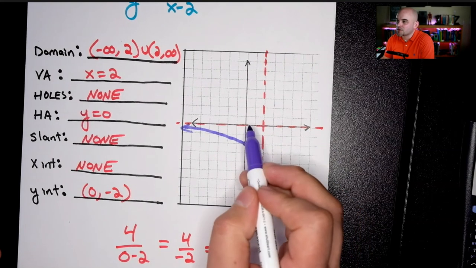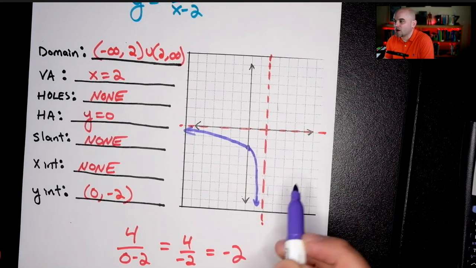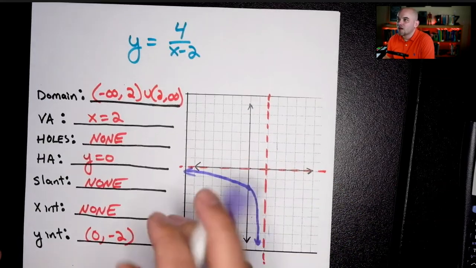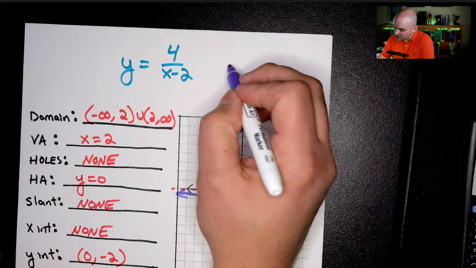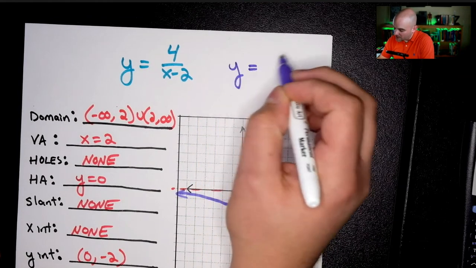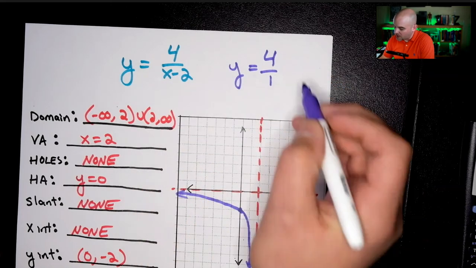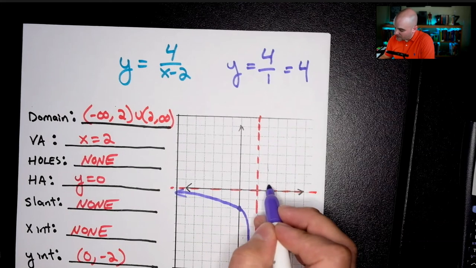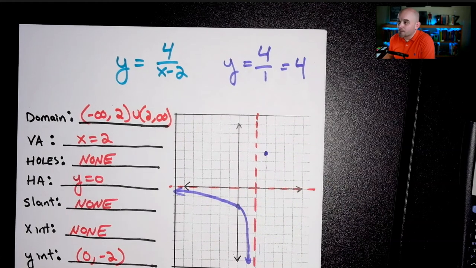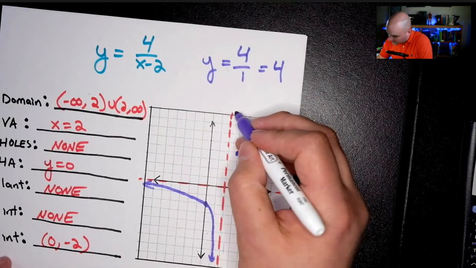So what I'm going to do is pick a point to the right of this vertical asymptote, like the x value of 3, and put 3 in this function and see what I get. When x equals 3, I end up with y equals 4 over 1, because 3 minus 2 is 1, which equals 4. So at 3, we're at 4 right here. And that tells me I have a curvy corner up here in the top right.